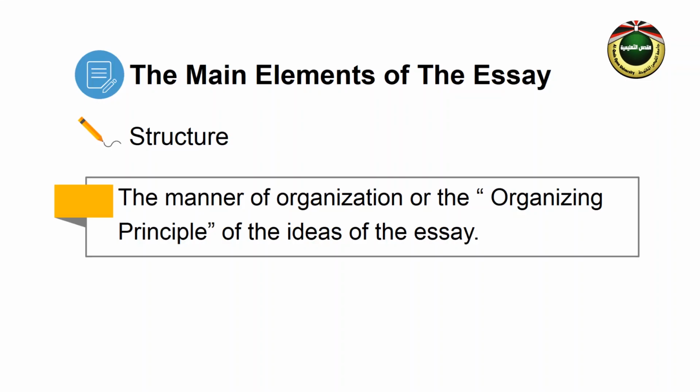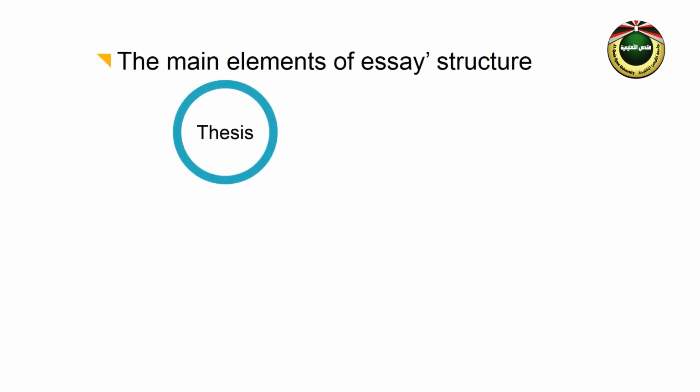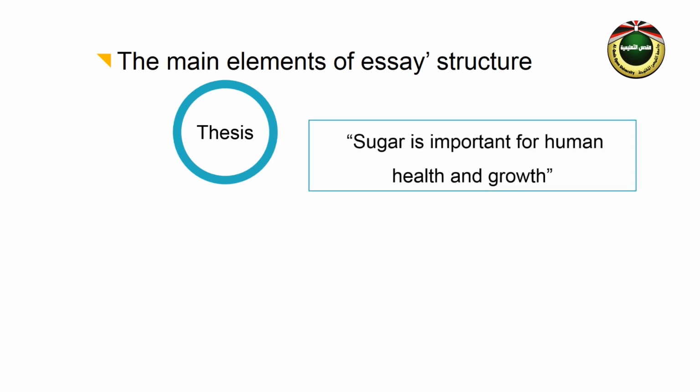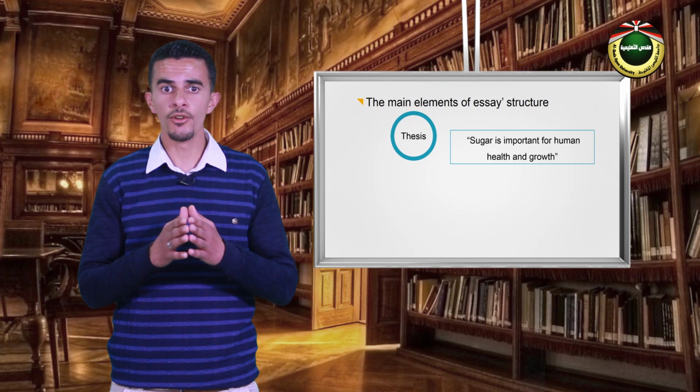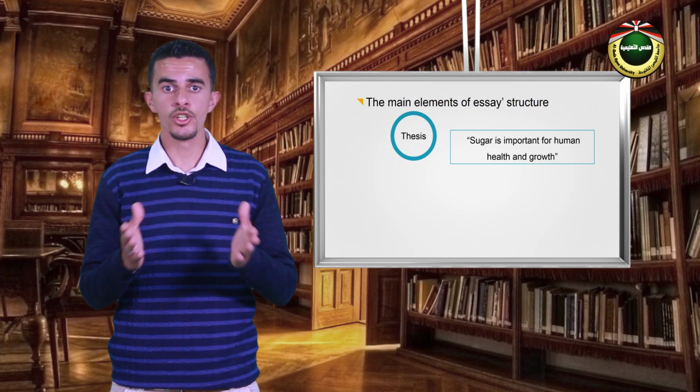Structure. Structure is defined as the manner of organization or the organizing principle of the ideas of the essay. The structure of the essay is mainly built of three main elements. The first element is the thesis, in which you state your main argument or idea. For example, sugar is important for human health and growth, could be a thesis for an essay about sugar.